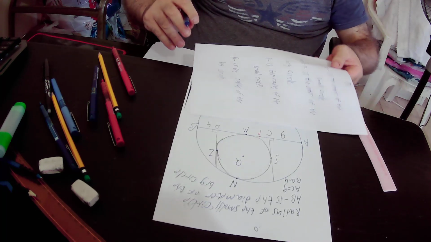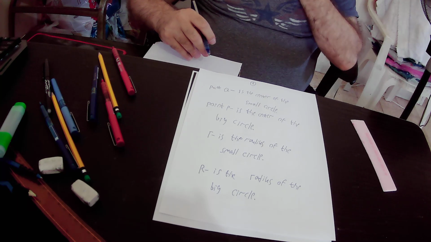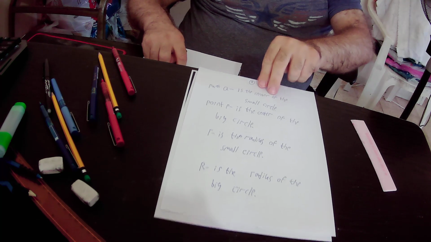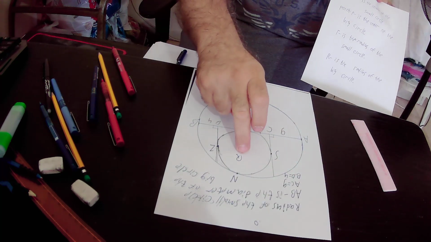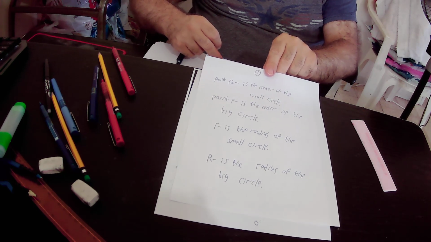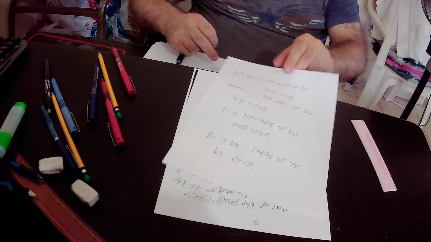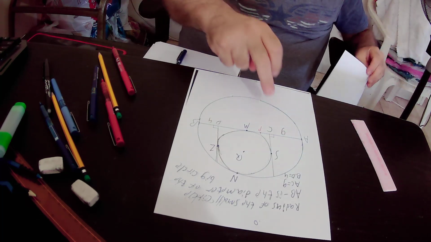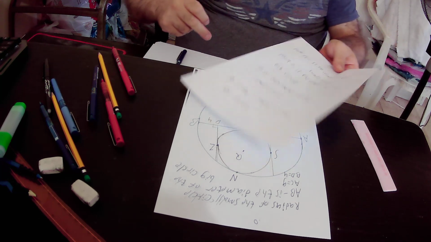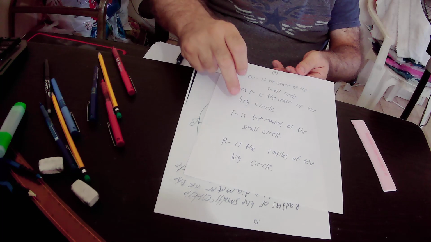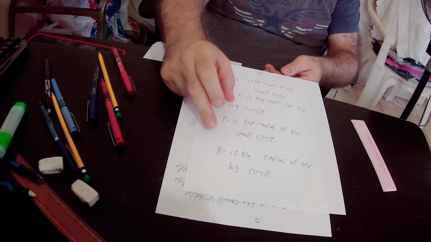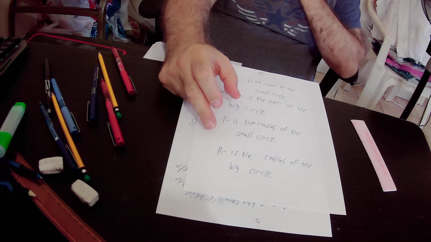Okay, so I will read again the things that I wrote. Point Q is the center of the small circle. Point P is the center of the big circle, and small r is defined as the radius of the small circle, and capital R is defined as the radius of the big circle.